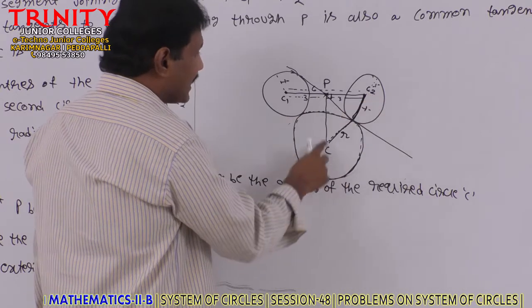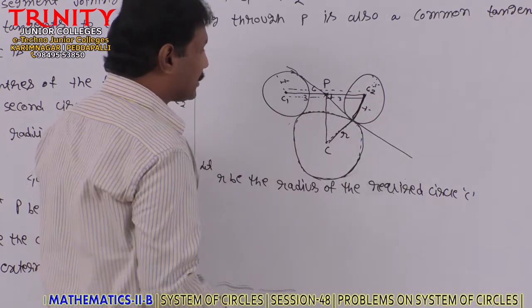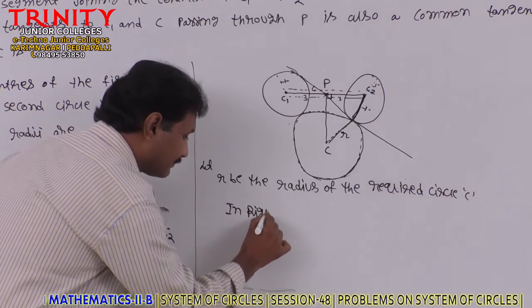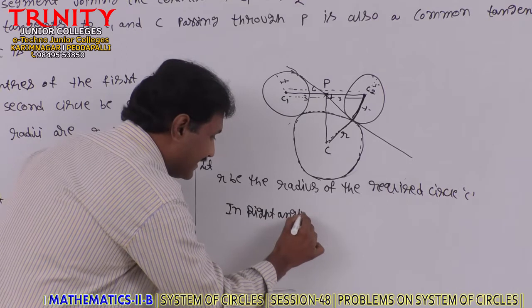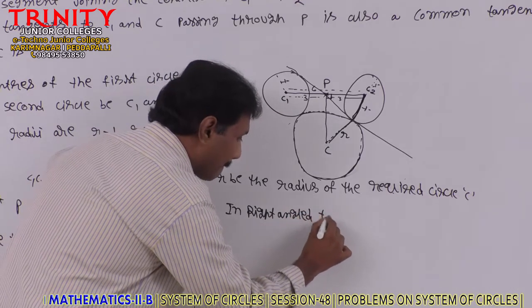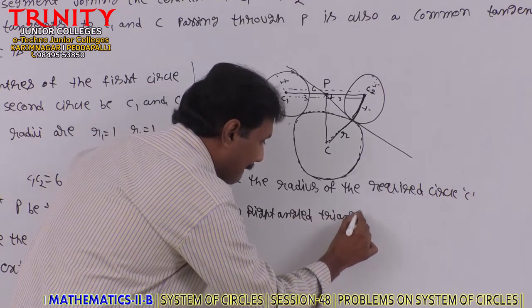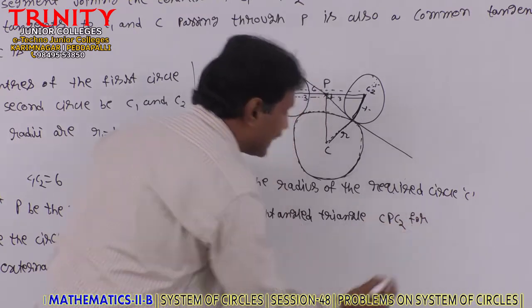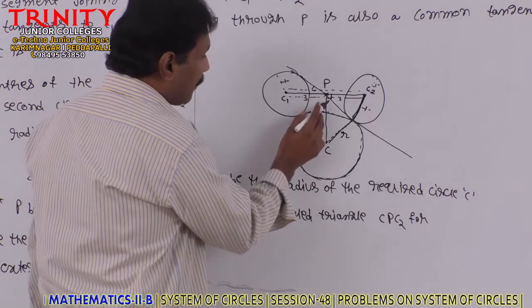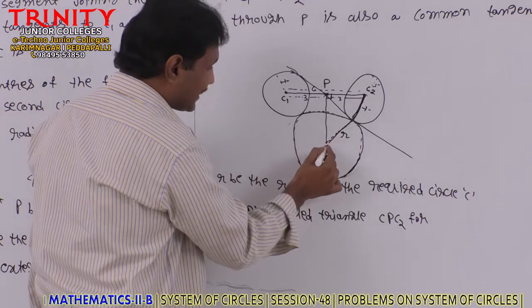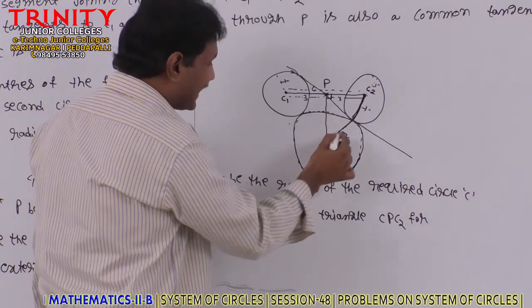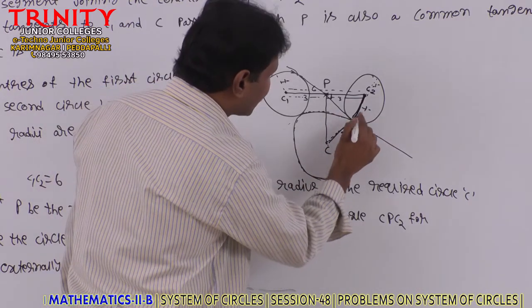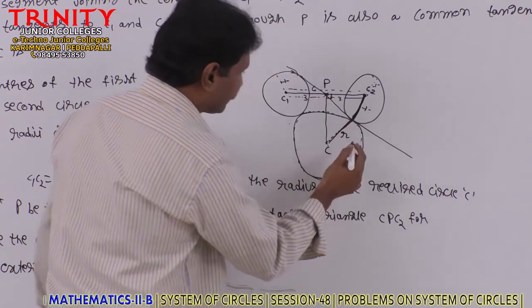In right angle triangle CPC2, opposite to the right angle is C2C. The length of C2C is R plus 1.